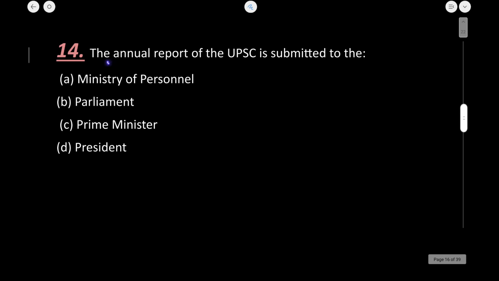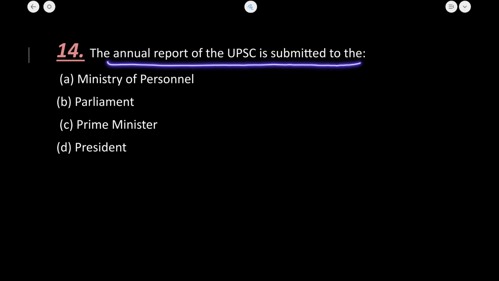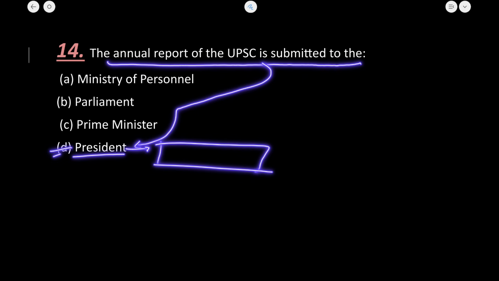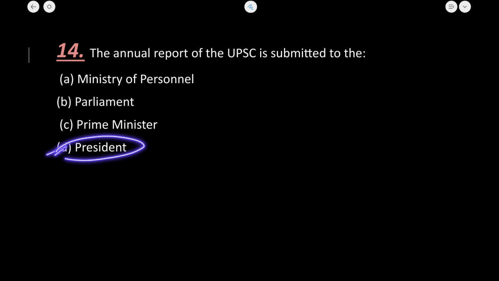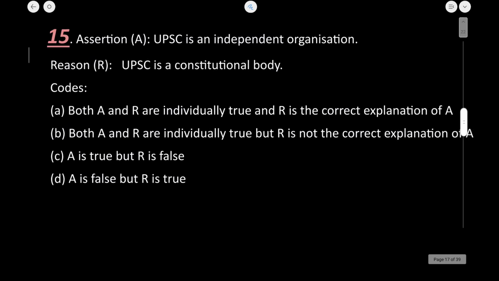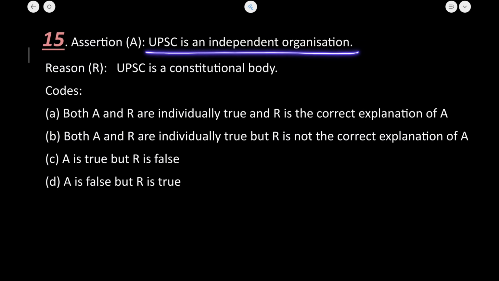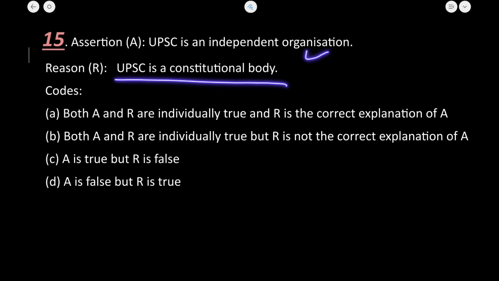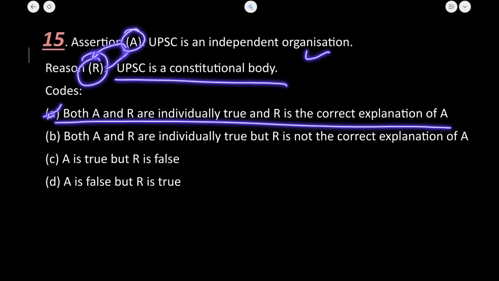Now the annual report of the UPSC is submitted to the president. This we have seen. The president lays down many reports. I've told you this in the explanation part. Now next, UPSC is an independent organization. Absolutely correct. And UPSC is a constitutional body. Absolutely correct. So the reason correctly explains the assertion. So A is the correct answer.